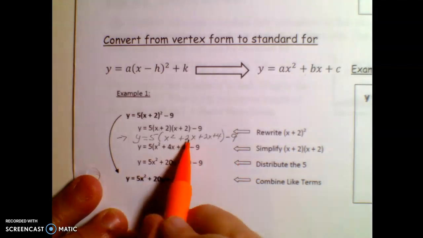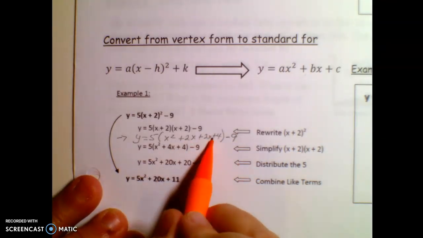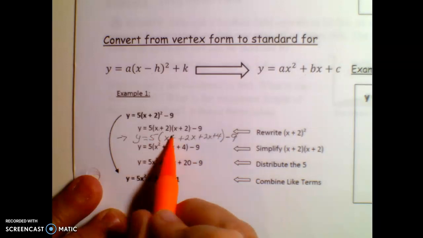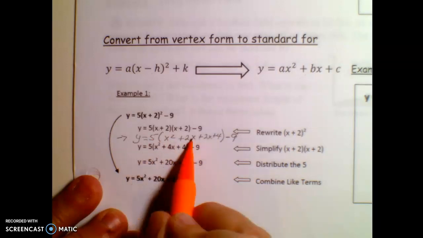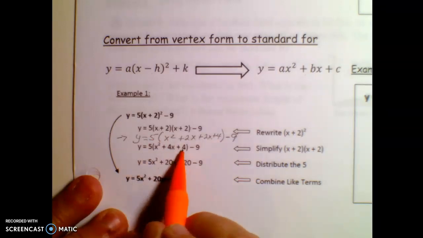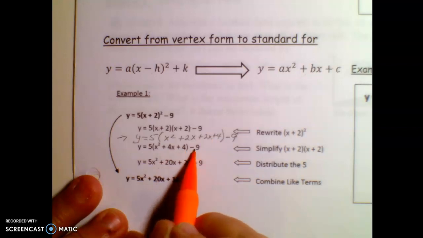Okay, so now I'm going to combine these like terms in the middle. So I'm bringing down the 5. I bring down the x squared. A 2x plus a 2x is 4x. I still have my plus 4 minus 9.